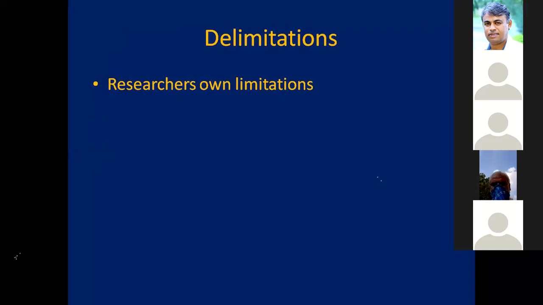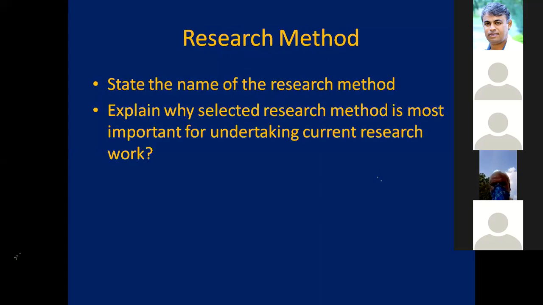The delimitations: the researcher may delimit the problem as per the need of the research, or if it is financially a burden. The researcher may delimit his research work, data collection, everything has to be put in the delimitation. And the research method: state the name of the research method, which research method you are using, and you have to justify the use of the research method that you have selected for your research.